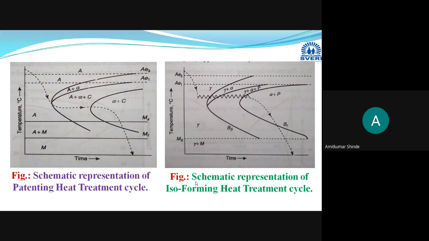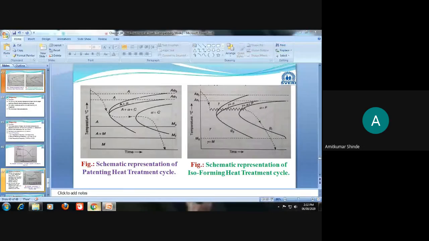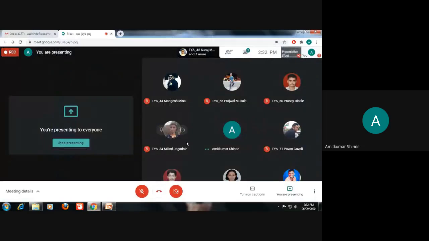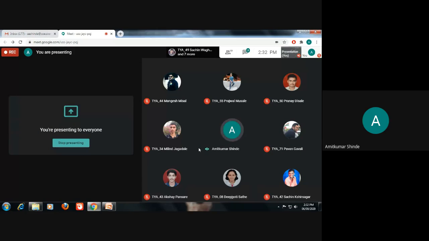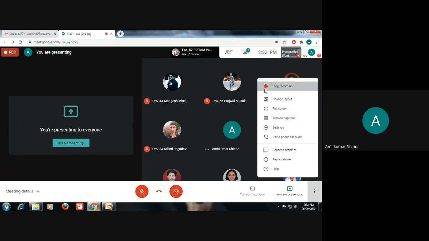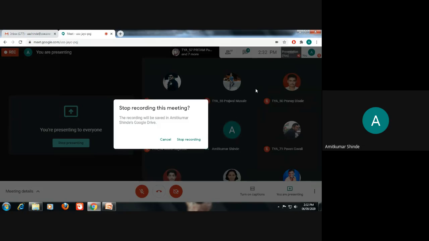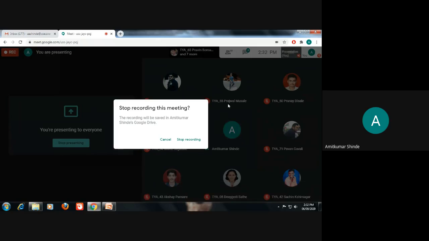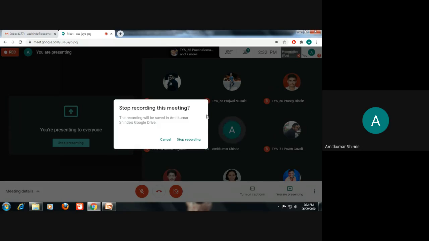Then in this way we have completed these points. In this lecture we have completed the hardening of the steel. In the next lecture we will see the tempering process for the steel. For now I will stop here.